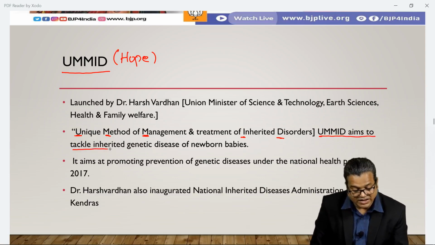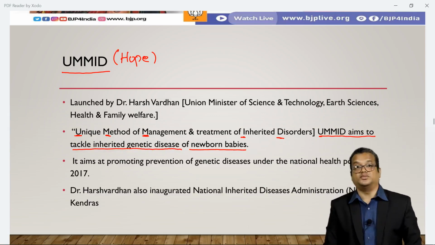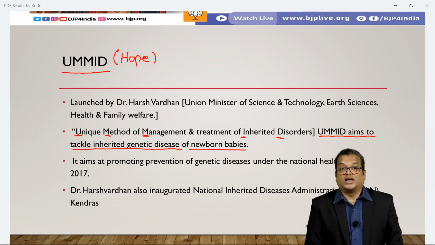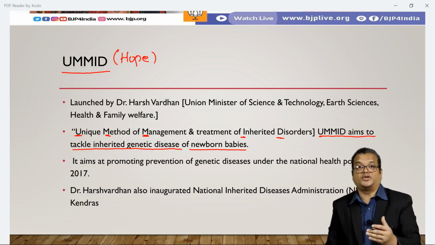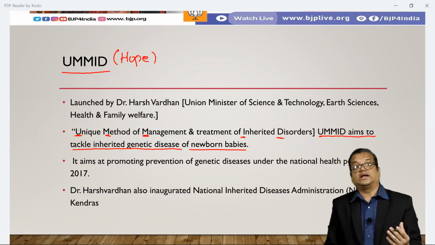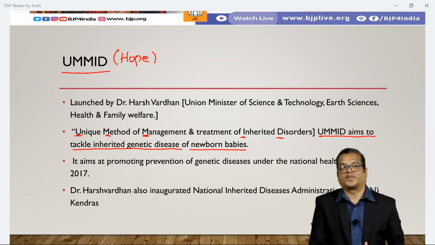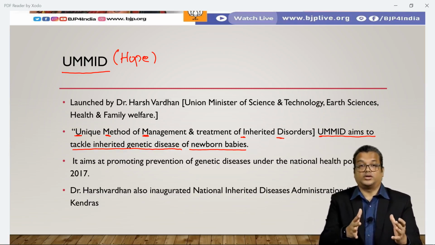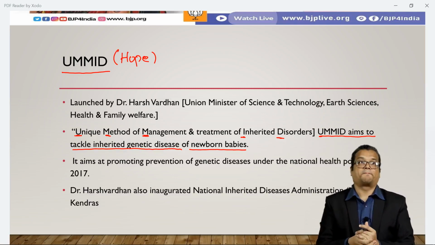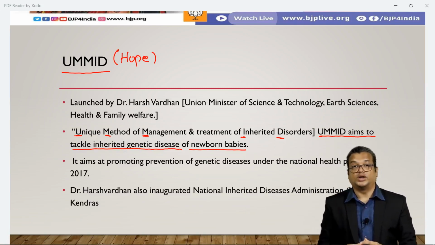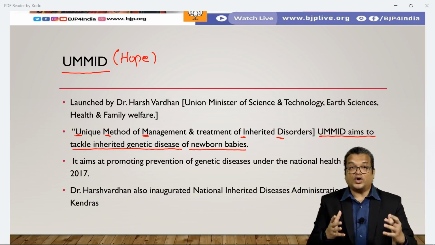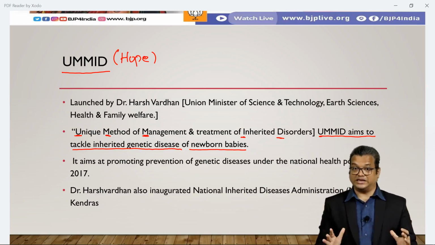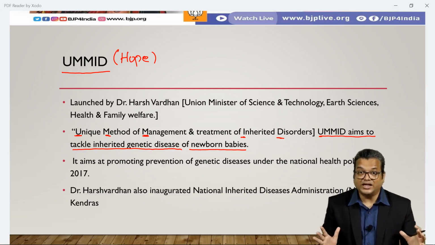Umeed aims to tackle inherited genetic disorders or genetic diseases of newborn babies. Yes, that's a very important issue, right? Kids suffering from genetic disorders, those diseases that happen because of mutation of genes. The treatment is very costly, friends. So first of all these kids should get the treatment. From the country's point of view, the newborn kids are simply human resources. So as a country, we always want our human resources to be healthy and without any diseases.